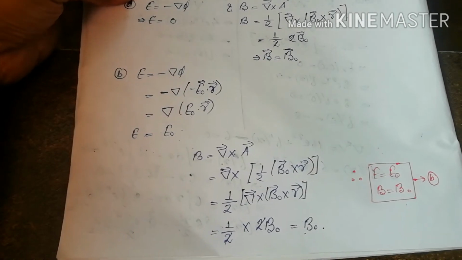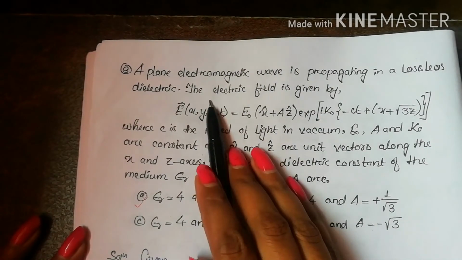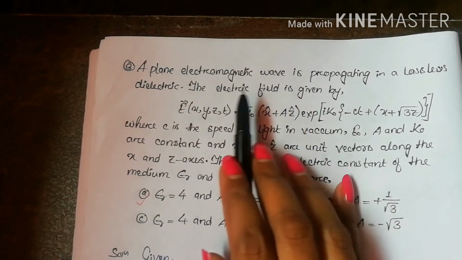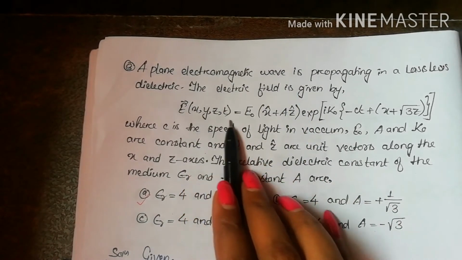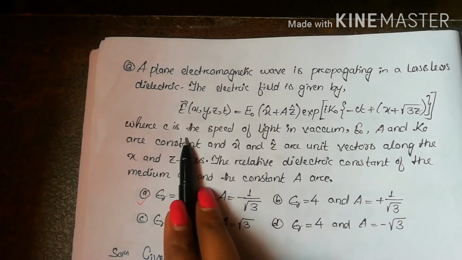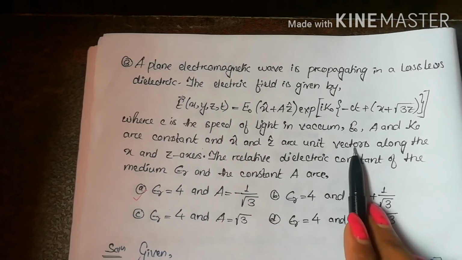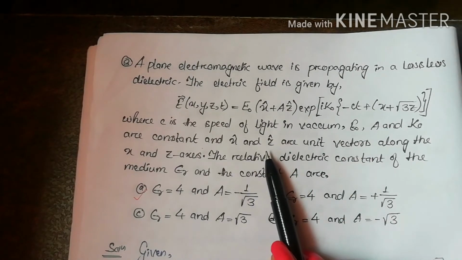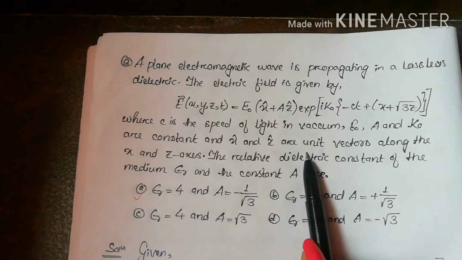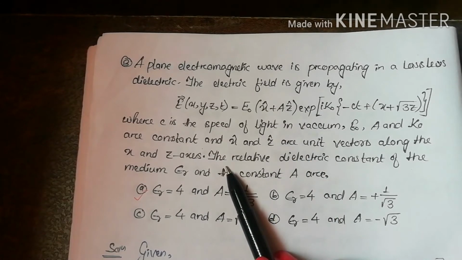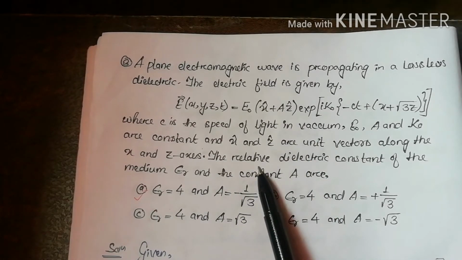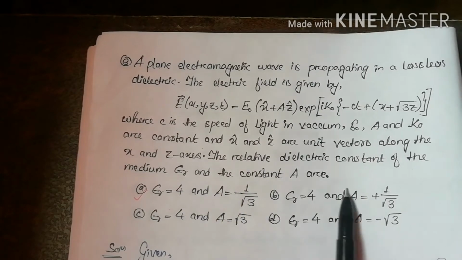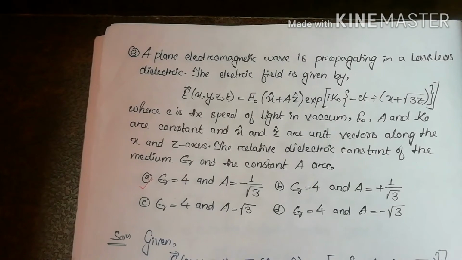Now let's come to the next question. A plane electromagnetic wave is propagating in a lossless dielectric, and the electric field is given by this equation. Here C is the speed of light, E naught, A and K naught are constants, and X cap and Z cap are unit vectors along the X and Z axes. We have to find the relative dielectric constant of the medium and the constant A. Here we have 4 options, right?